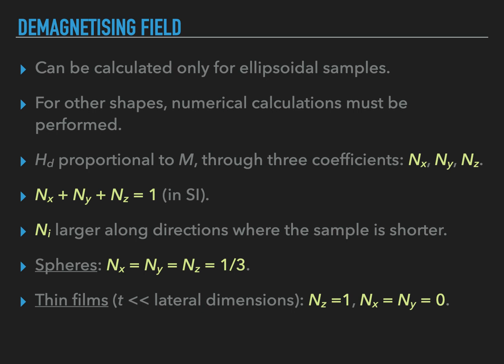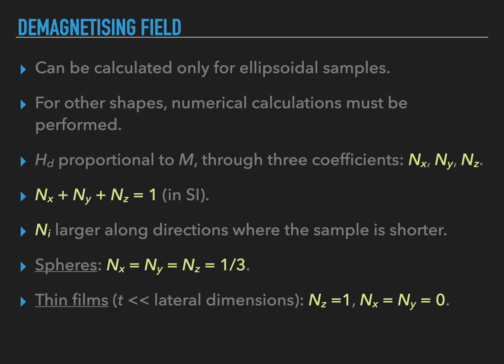The demagnetizing field can be calculated exactly only for ellipsoidal samples. For all the other shapes, there is no analytical formula to calculate the demagnetizing field, and you must use numerical approaches to calculate that. However, as a general rule, we can say that the demagnetizing field is proportional to the magnetization through three coefficients along the three main directions in space. And these coefficients sum up to unity, at least in the SI system. And in general, coefficients along the three directions are larger along the directions where the sample is shorter.